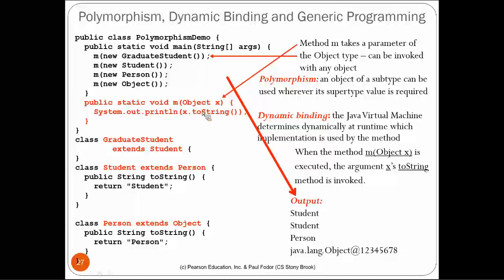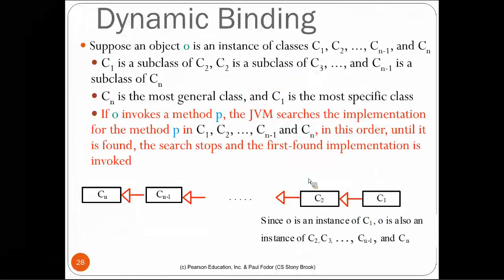So how does it work? How does every time we call the toString, it call the more specific method for that actual object? It does something called dynamic binding. The Java virtual machine determines dynamically at runtime which implementation is used by the method, which is more specific for that type of object. So the toString method for that object will actually be invoked. Okay, so let's actually learn about dynamic binding.